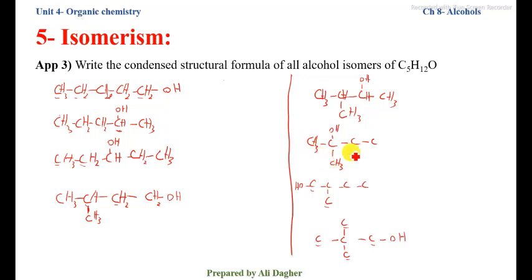CH3, CH3, CH2, CH3. This carbon makes four bonds, then it does not need a hydrogen atom. CH2, CH, CH3, CH2, and CH3. CH3, peripheral atoms of CH3.